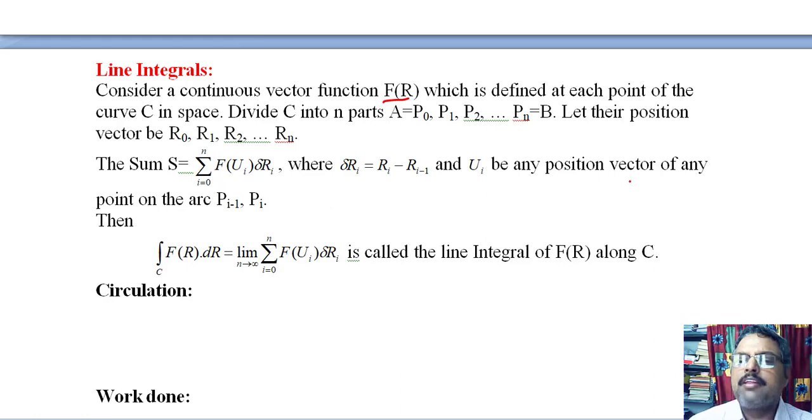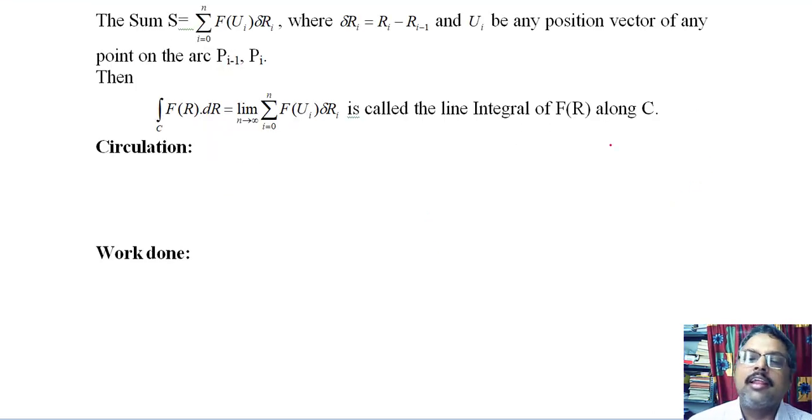So ui is any position vector on this arc length. Now delta ri equals ri minus ri minus 1. If n tends to infinity, this summation is called the integral of f dot dr, the integral of f of r dot dr. This is called line integration, the line integral of f of r.